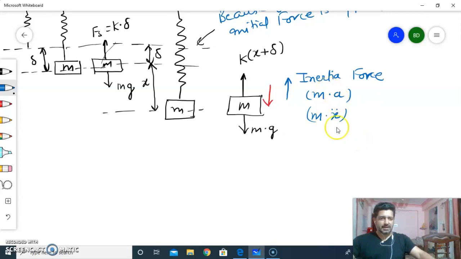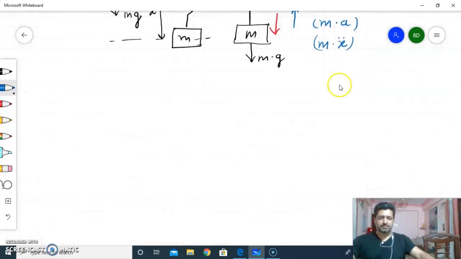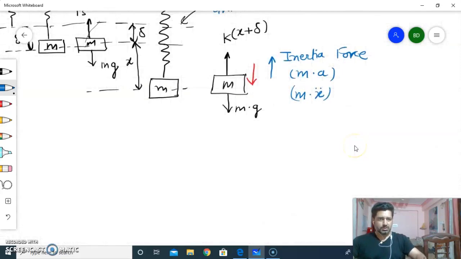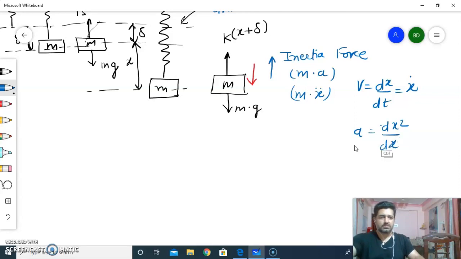So acceleration, what are we writing? x double dot, right? So now let's see. If there is a velocity, we can write dx by dt, which we write as x dot. If there is an acceleration, we can write d squared x by dt squared, which is equal to x double dot.